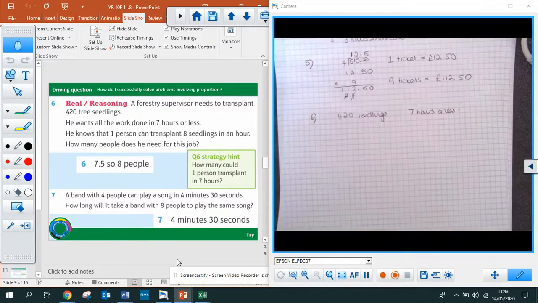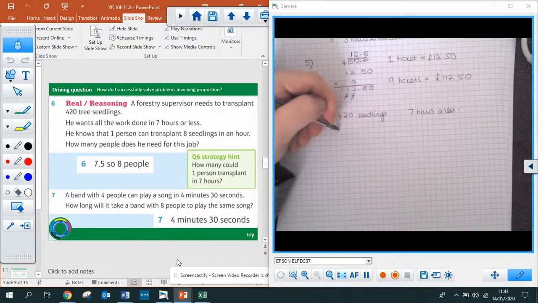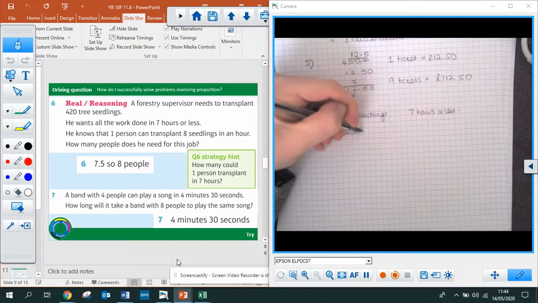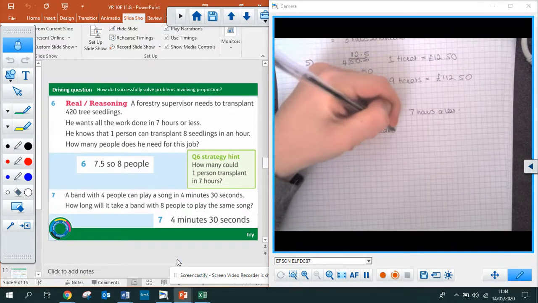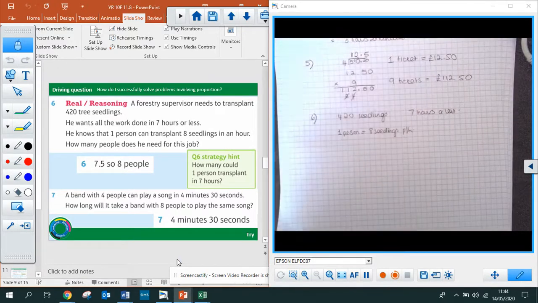He knows that one person can transplant 8 seedlings in an hour. So one person equals 8 seedlings per hour. How many people does he need for this job? The hint says to you, how many could one person transplant in 7 hours? So I need to know how many he can do in 7 hours. He does 8 per hour.